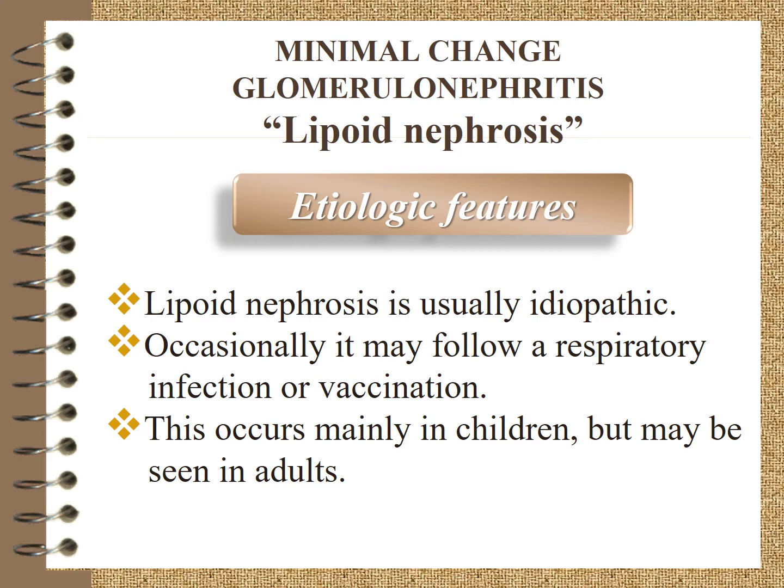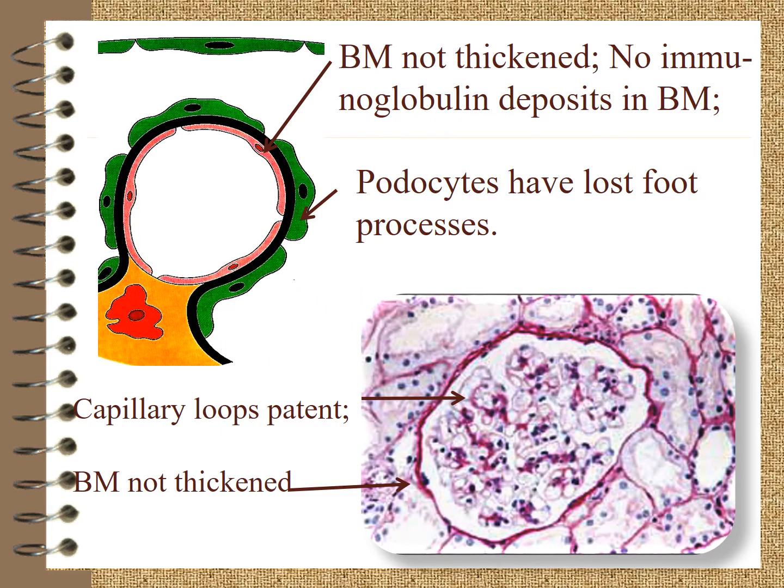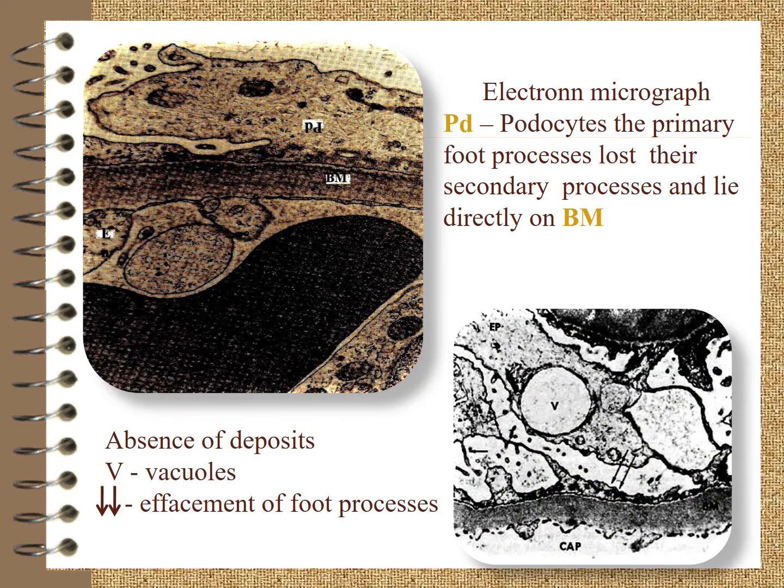The developmental mechanism is non-immunologic. Despite the clinical appearance of nephrotic syndrome, there are little or no evident microscopic abnormalities of the kidneys. Basement membrane is not thickened, without immunoglobulin deposits. The accurate diagnosis is established only by electron microscope, which reveals the podocytes have lost foot processes and are attached directly to the basement membrane. There are proteinaceous vacuoles in the cytoplasm of podocytes.